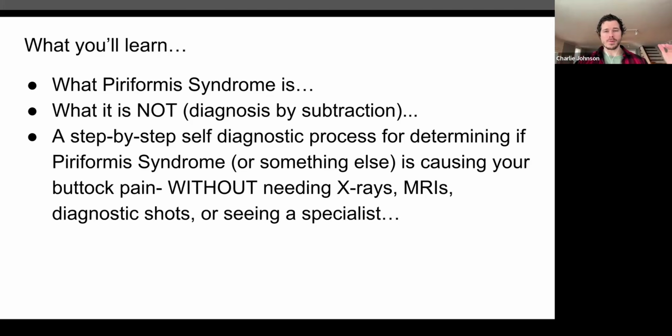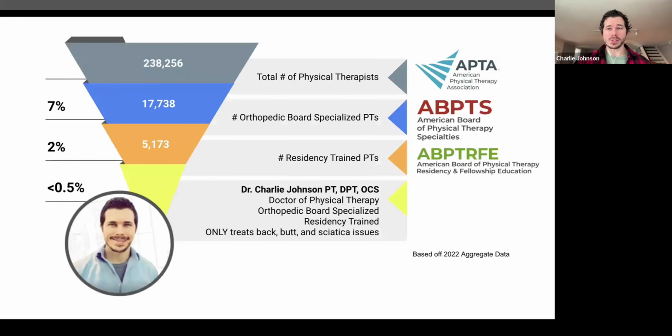Again, if you're not aware of who I am, this is all I do. So this is based off of data. There's some data to back this up, and I'm not just speaking blindly about this. You can see all my resources on the right side of the video here. This is based off 2022 data. At the time of this data collection here in the United States, there were 238,256 total licensed physical therapists.